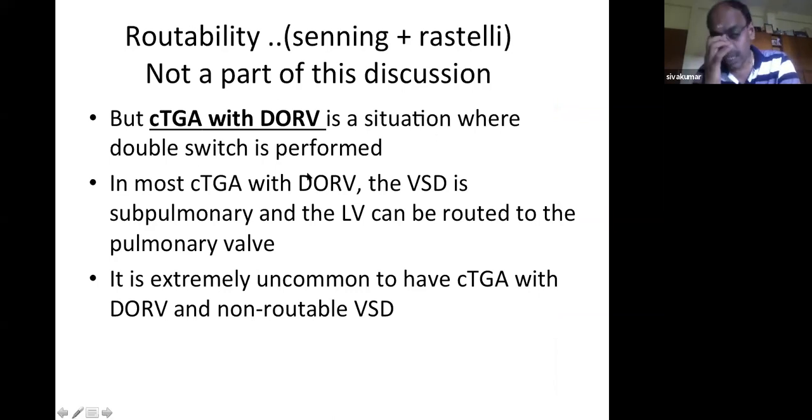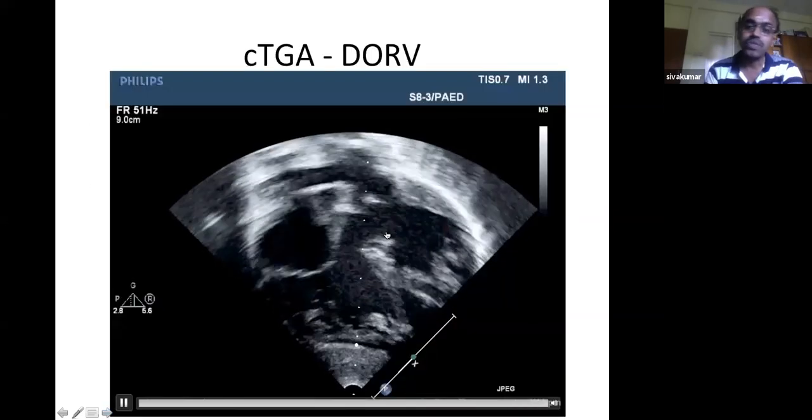Now, corrected transposition in the setting of DORV. In corrected transposition with DORV, the VSD is always subpulmonary and the LV can be routed towards the pulmonary valve. It's extremely uncommon to have corrected transposition with DORV and a non-routable VSD. I'll show some examples now.